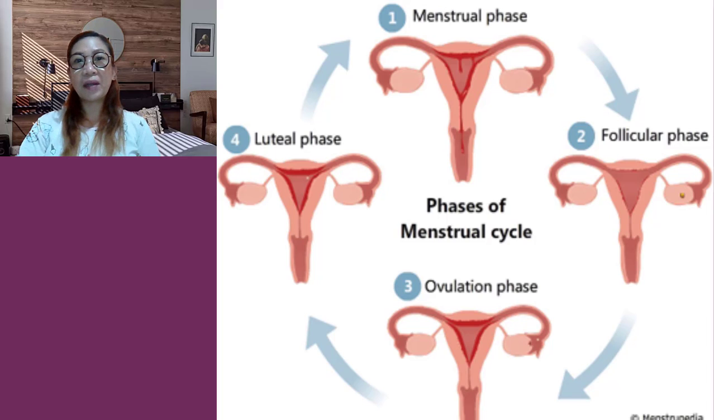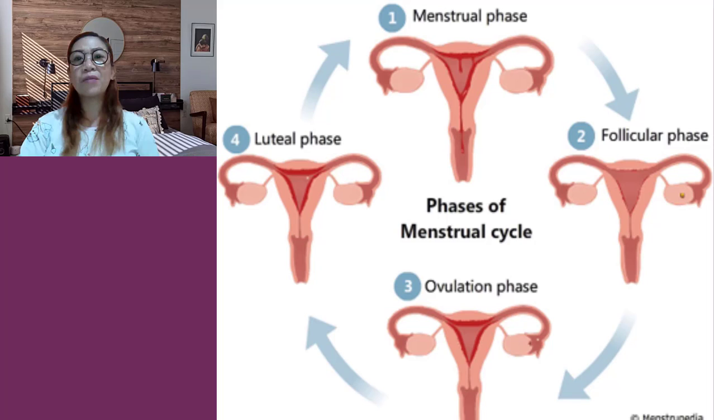So the first one is the follicular phase of the menstrual cycle. This phase starts on the first day of your period, and during the follicular phase, the following events occur. There are two hormones, follicle stimulating hormone, or FSH, and luteinizing hormone, or LH. And they are released from the brain and travel in the blood to the ovaries.